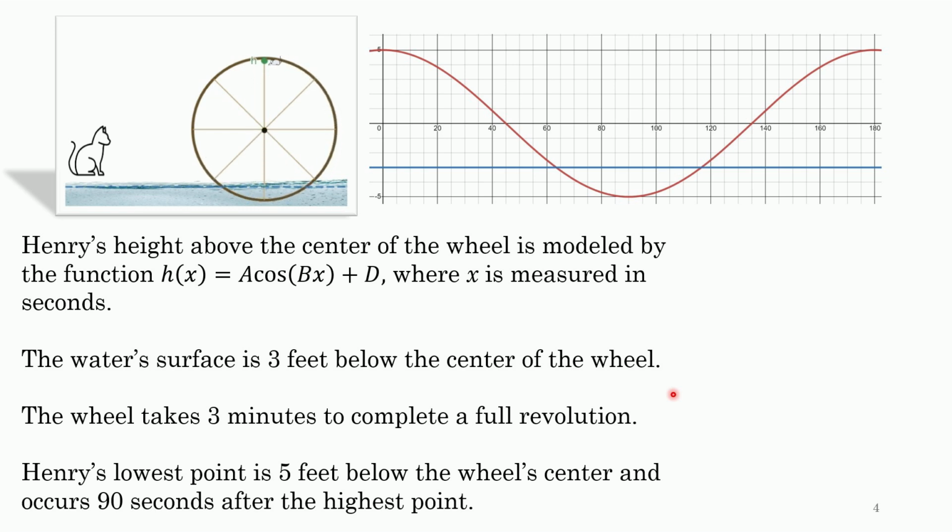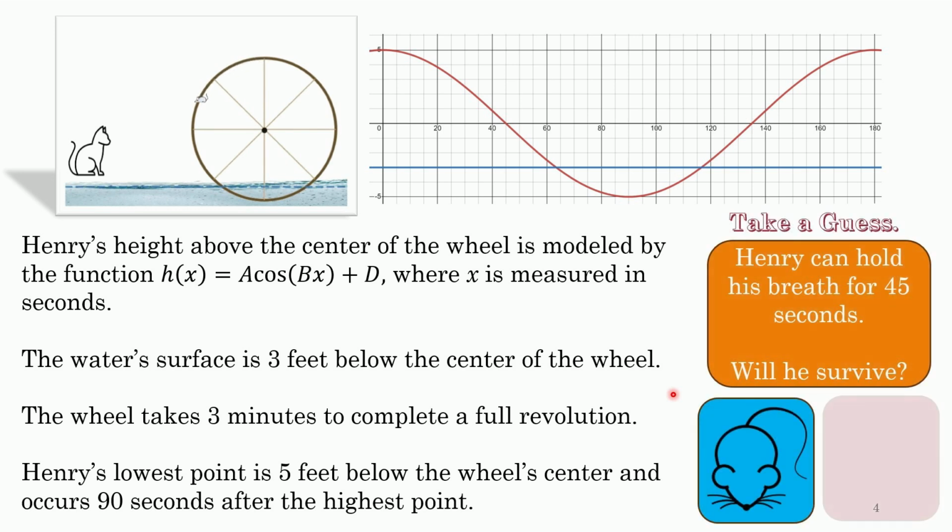In the meantime, though, we're given the fact that the water's depth is 3 feet below the center of the wheel. It takes 3 minutes to complete a full revolution on the wheel. And the lowest point is 5 feet below the center of the wheel, and that takes 90 seconds after being at the top, right?